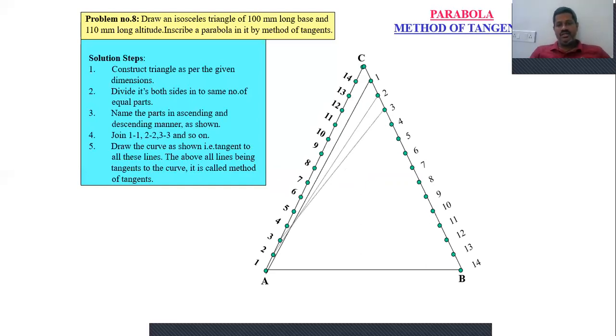Join the third point on the left side to the third point on the right side. Join the fourth point on the left slant line up to the right slant line, and 5, 5.